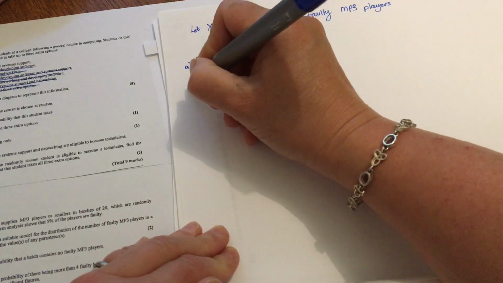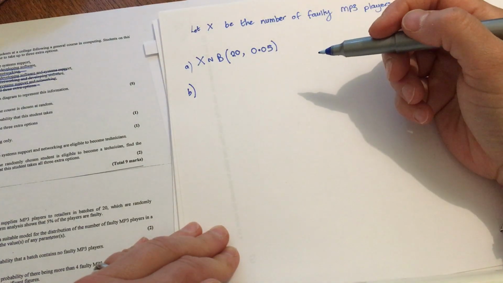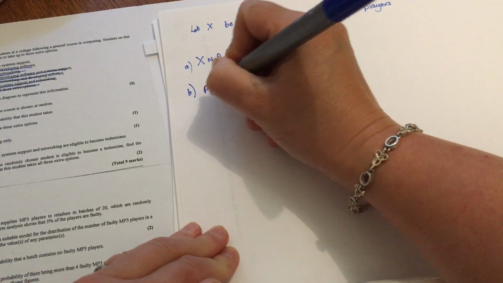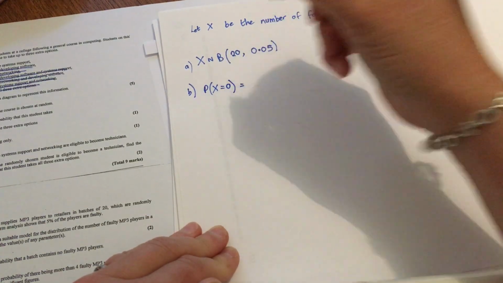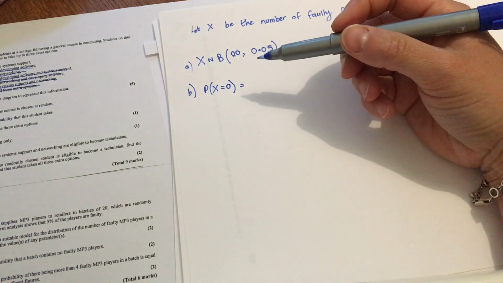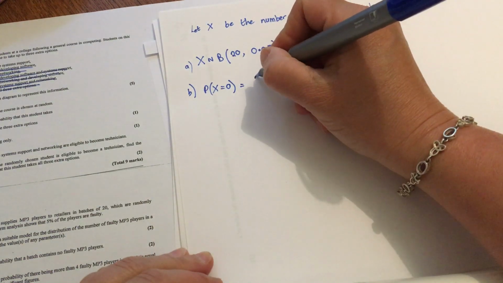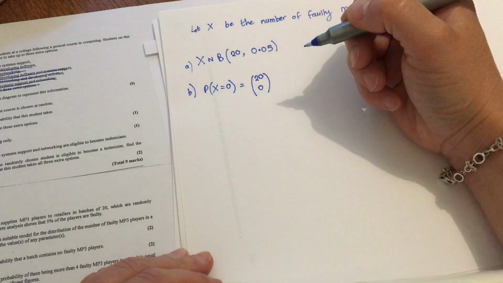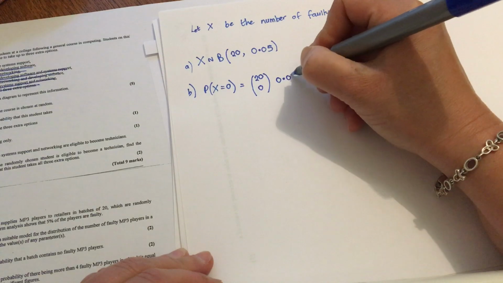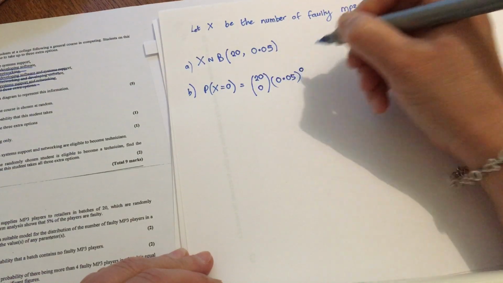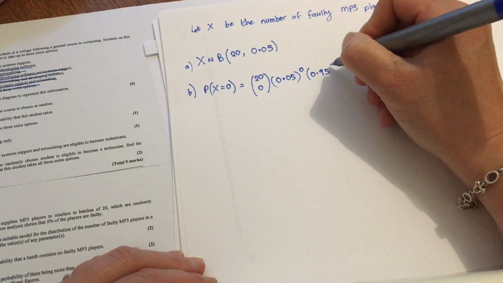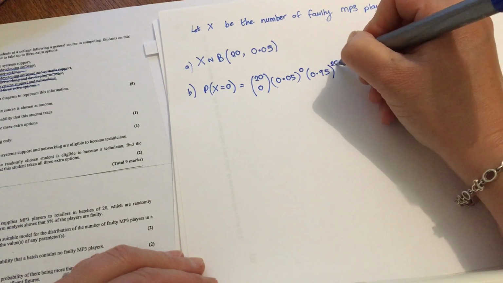For part B, it says find the probability that a batch contains no faulty MP3 players. So I want the probability that X is 0. There are no faulty ones. You can put it into your calculator, but this is a 2-mark question, I would encourage you to write down some working. So we know that out of 20 of the MP3 players, we want none to be faulty. 0.05 is the faulty ones. I want none of them. So if 0.05 is faulty, 0.95 is not faulty, and I need 20 of those.